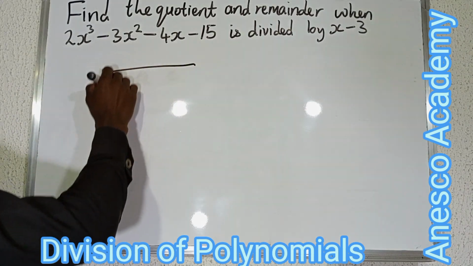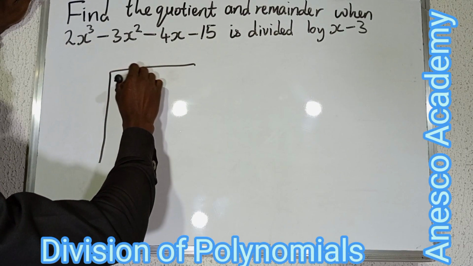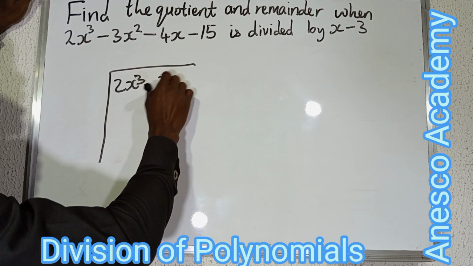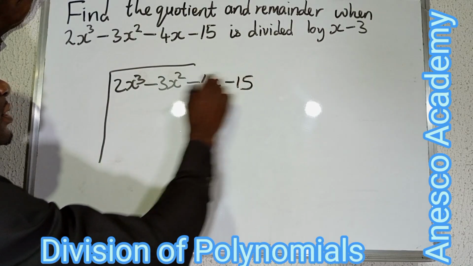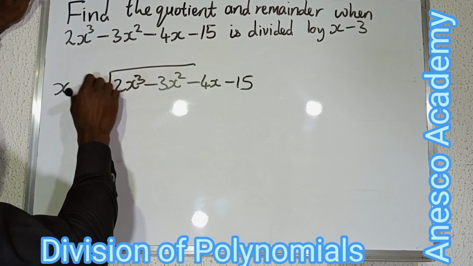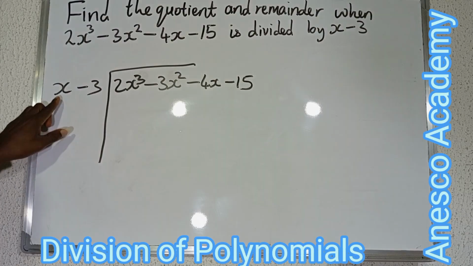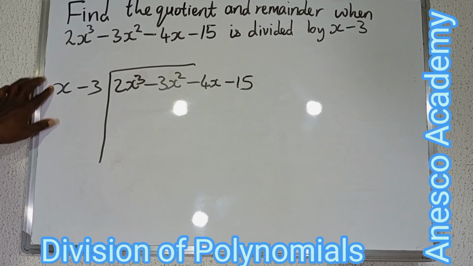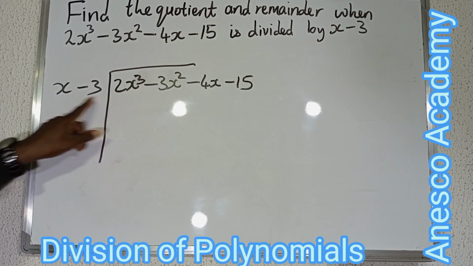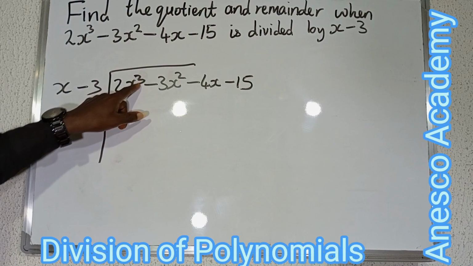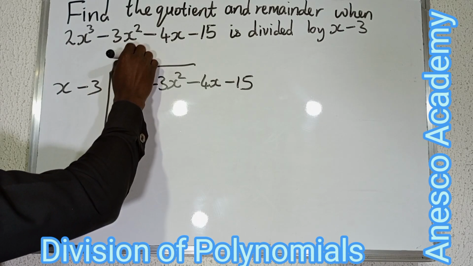Okay, so we use the long division method. This one will be inside: 2x raised to the power 3 minus 3x raised to the power 2 minus 4x minus 15, divided by x minus 3. When dividing, you only consider the first term of the divisor and the first term of the dividend. So we divide this with this. 2x raised to the power 3 divided by x will give us 2x raised to the power what?